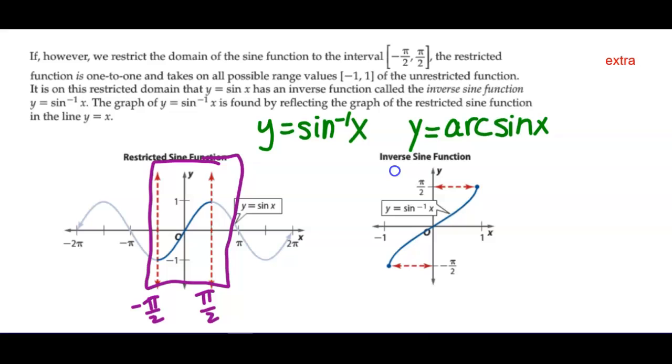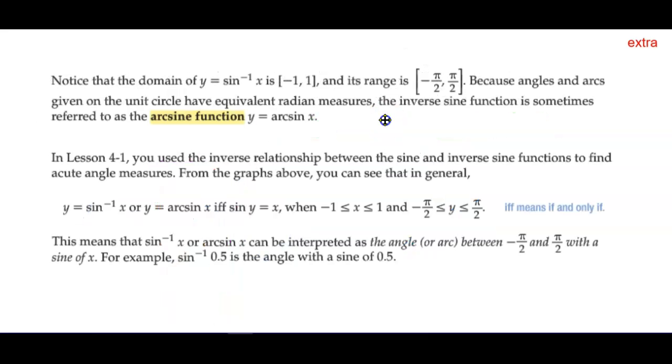All right? So I'm going to do that on the slide that has your notes. This is the one I was talking about. It says, because angles and arcs given on the unit circle have equivalent radian measures, the inverse sine is sometimes also called the arc sine. Okay, so it means the same thing. So when you see this, okay, make sure you understand this, that they're the same thing.